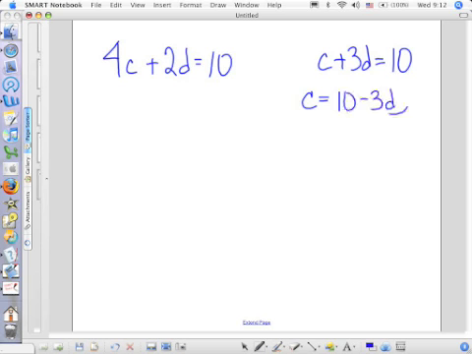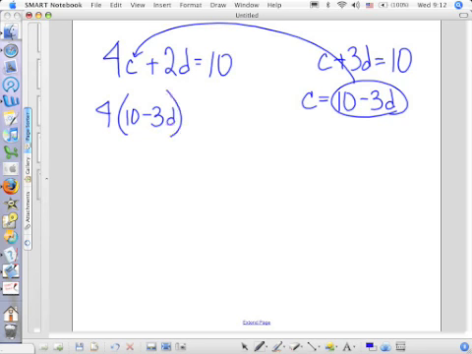So this time my circle's going the other way, right? If I did it negative 3D plus 10, it's different. It's the same thing. Negative 3D plus 10 is the same thing, because 3D is negative and 10 is positive and they're being added together. Now this time I'm going to substitute into the first equation for C. So 4 times the expression that C is equal to plus 2D is equal to 10. Now I've eliminated or gotten rid of the C. I have only one letter in there. I'm going to figure out what D is.